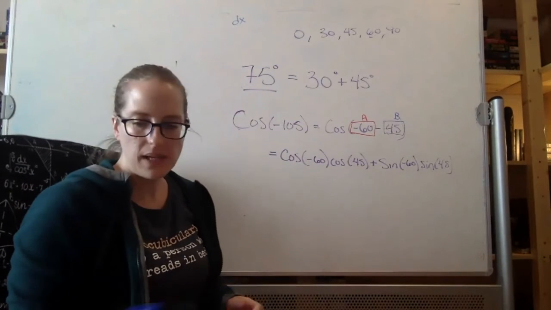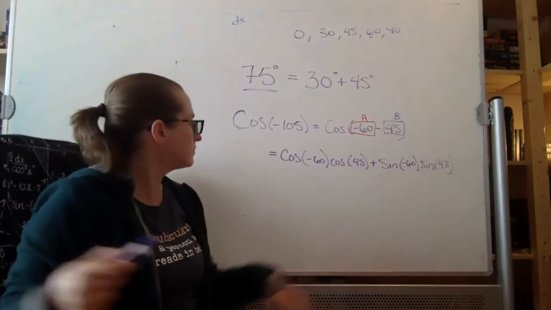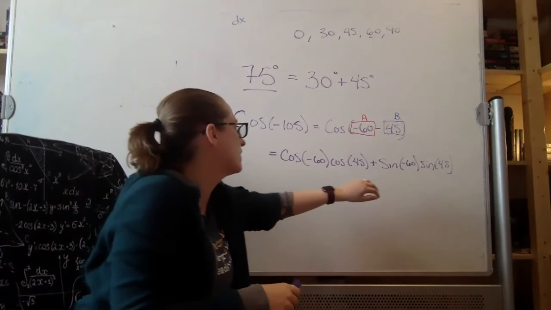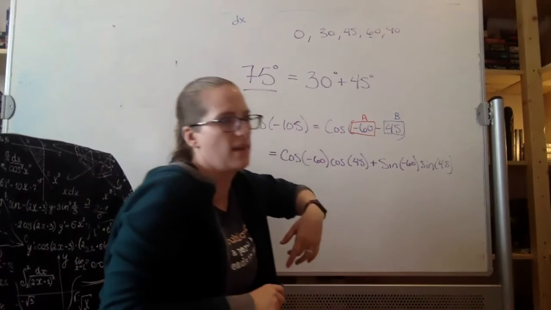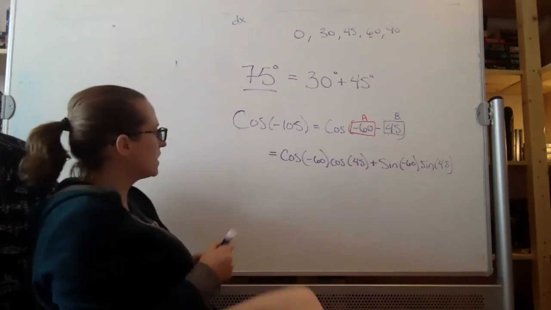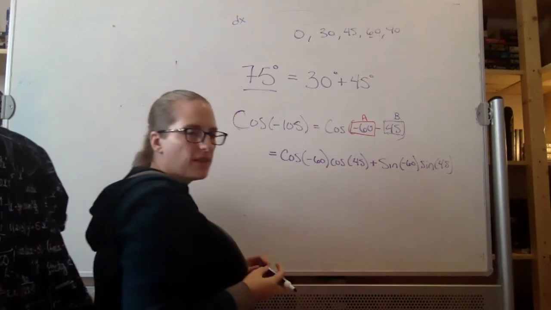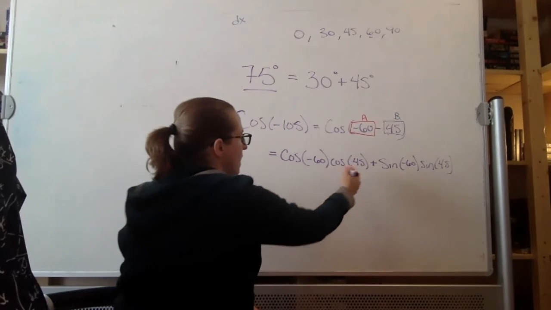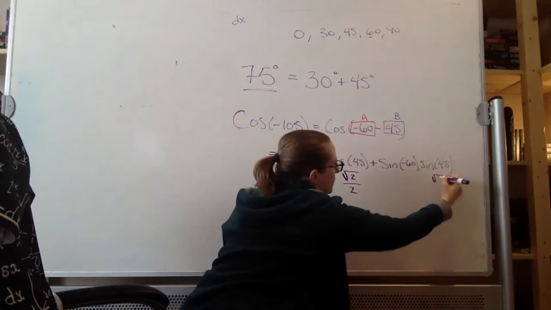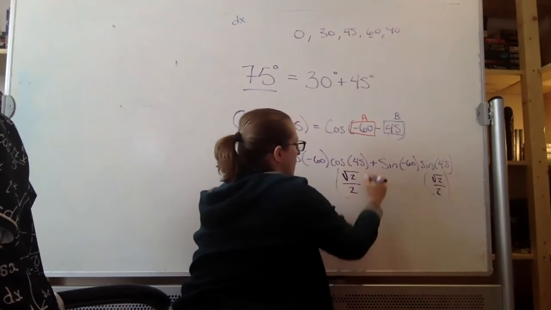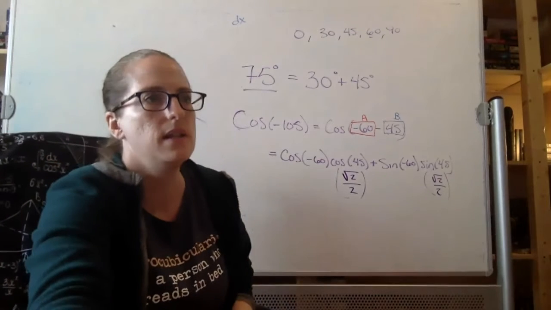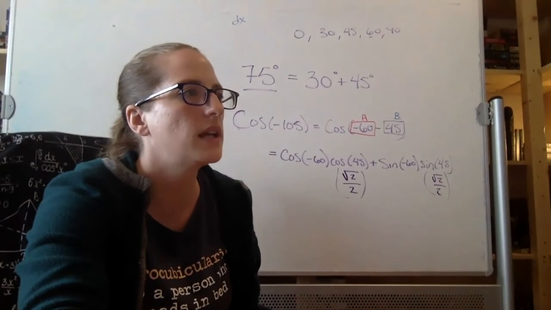Now what we need to do is look at our unit circle and figure out what cosine of negative 60 is, cosine of 45, sine of negative 60, and sine of 45. In a minute, I'll pull up our unit circle so we can look at it together. But first, cosine of 45 and sine of 45, those are ones that I feel pretty confident with. Cosine of 45 is the square root of 2 over 2, and sine of 45 is also square root of 2 over 2. So now let's remind ourselves cosine of negative 60 and sine of negative 60. So again, I'm going to share my screen again.